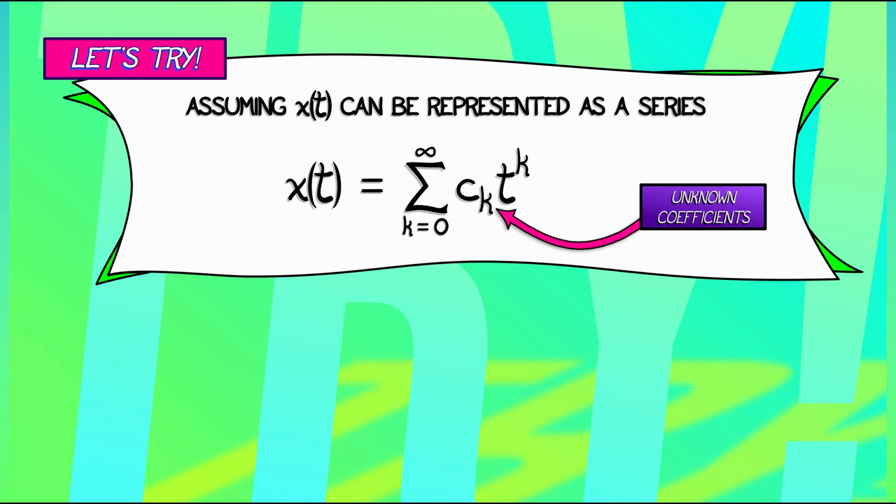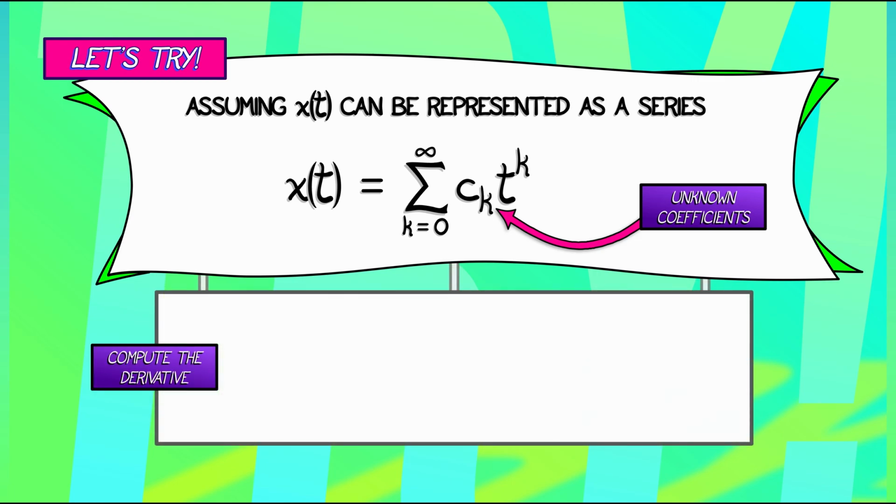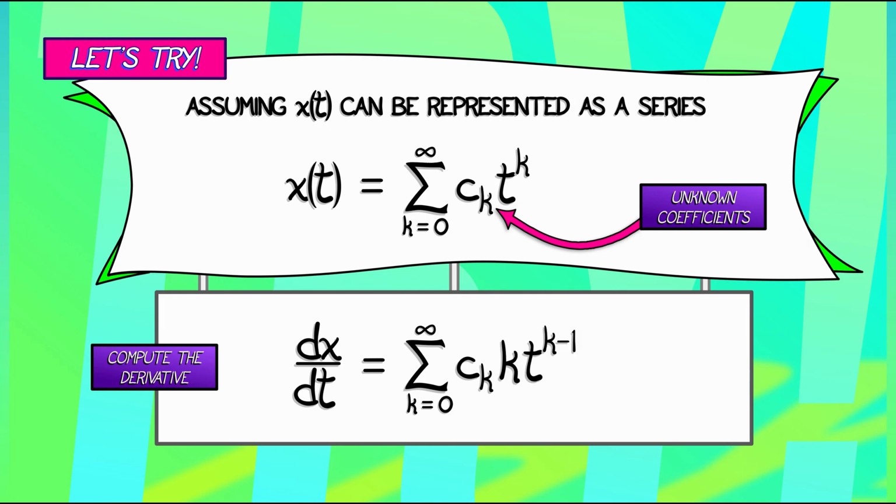Well, then what? When we've got a differential equation, we know something about dx/dt. So, what is that? How do we compute that? Well, take that series and let's be optimistic. Let's differentiate that series term by term. When we do so, we're going to get the sum, as k goes from 0 to infinity, of c sub k times, what's the derivative of t to the k? Well, that's k times t to the k minus 1.